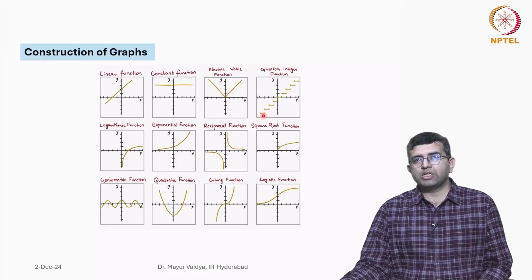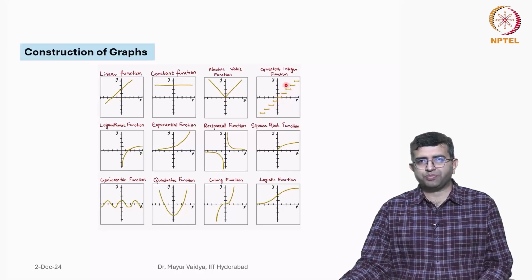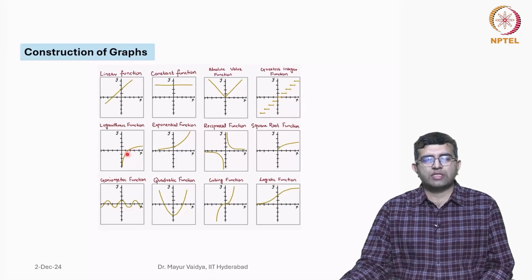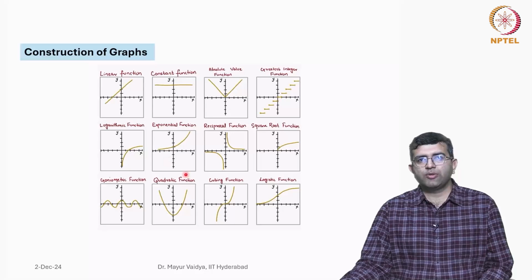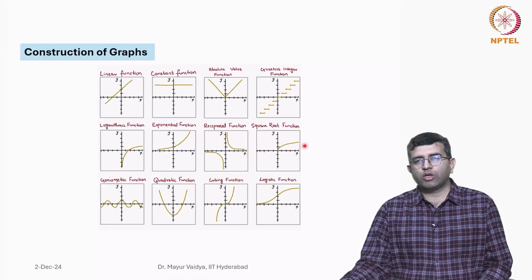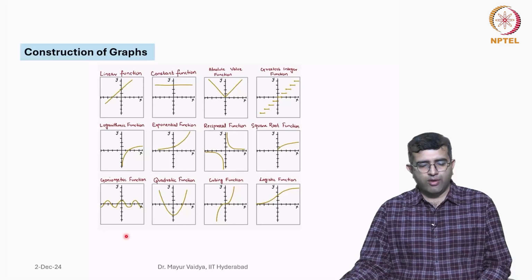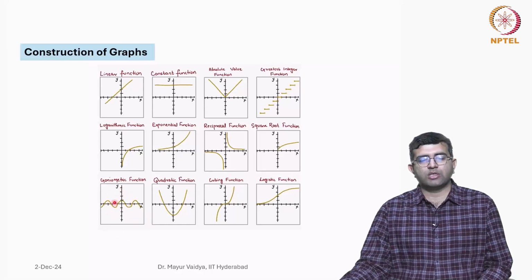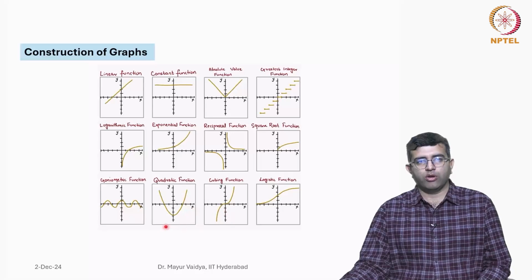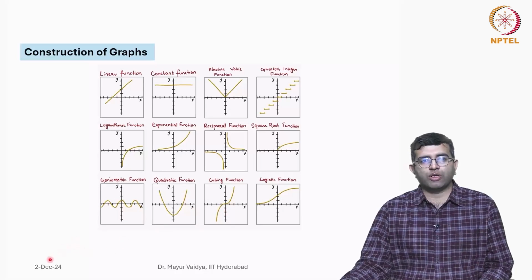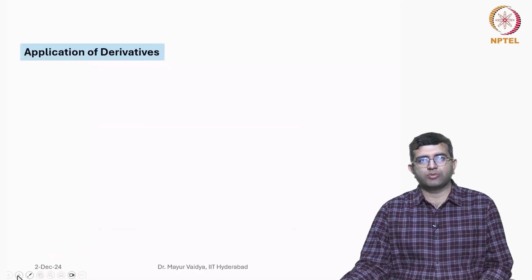There is a greatest integer function which occurs in steps. So, here this is a kind of a step function. Then this is the graph for a logarithmic function here, exponential and square root function. Just now we saw reciprocal 1 by x. Then you have a sinusoidal or a periodic function, a quadratic function, and so on. So, there are different types of graphs that are possible.